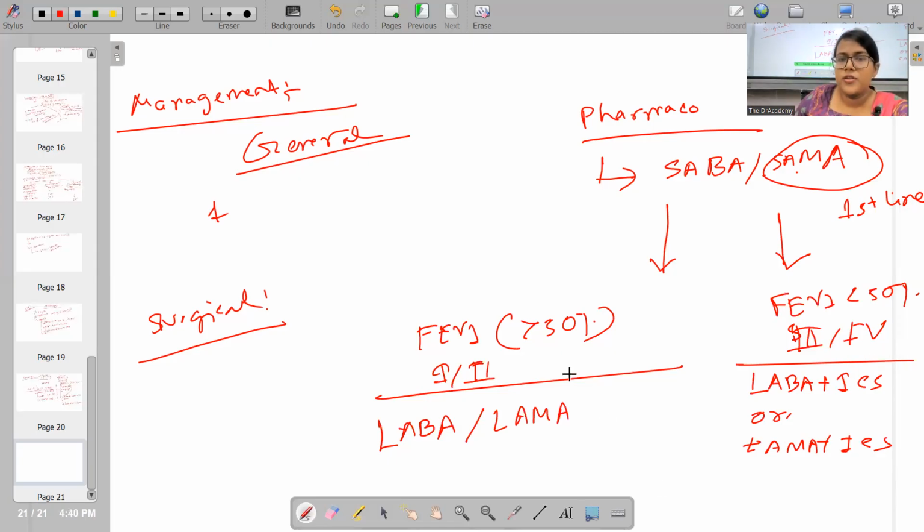And if the patient is still showing signs and symptoms, in that case, you can go for the triple therapy, which is basically LABA plus LAMA plus ICS.